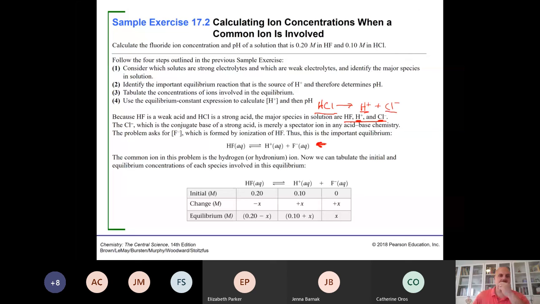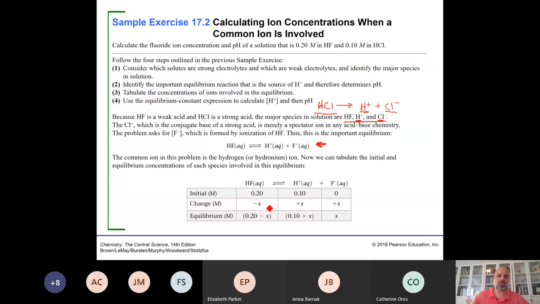So the common ion in this problem is the hydrogen ion or hydronium ion. Now you can tabulate the initial and equilibrium concentrations of each species. So we're starting with a 0.20 molar solution of HF. We know that our proton concentration is 0.10 molar because that's the concentration of HCl that we have in solution. And then our fluoride initial concentration is 0.